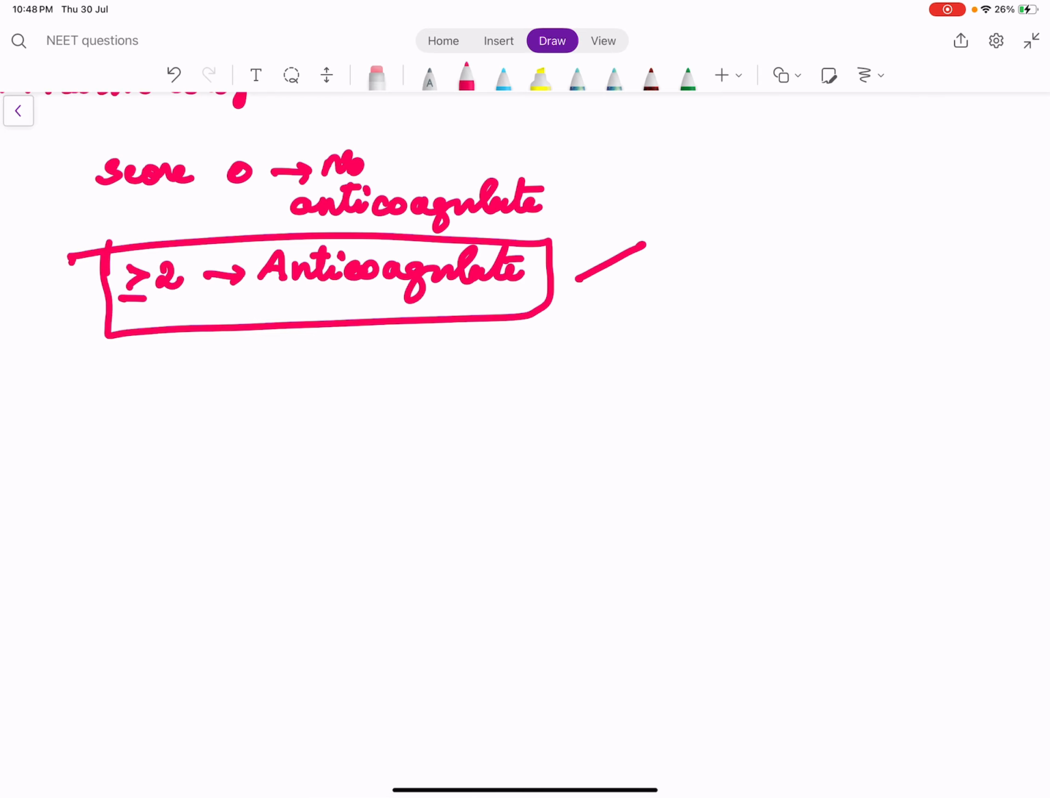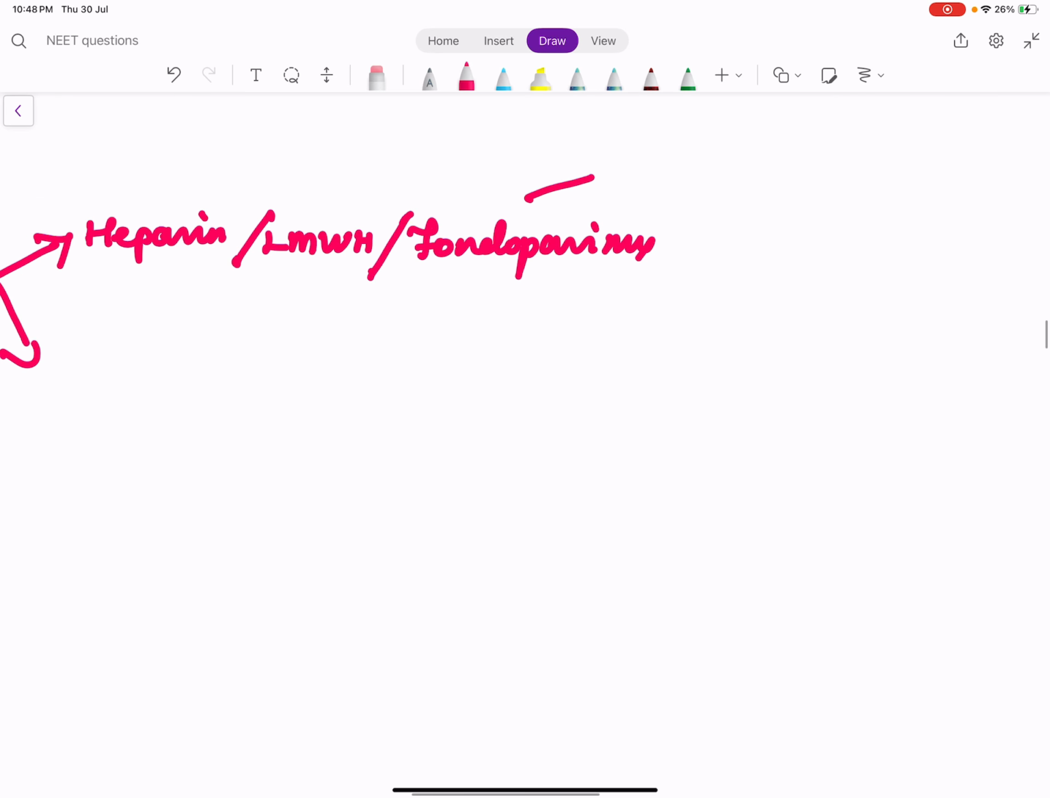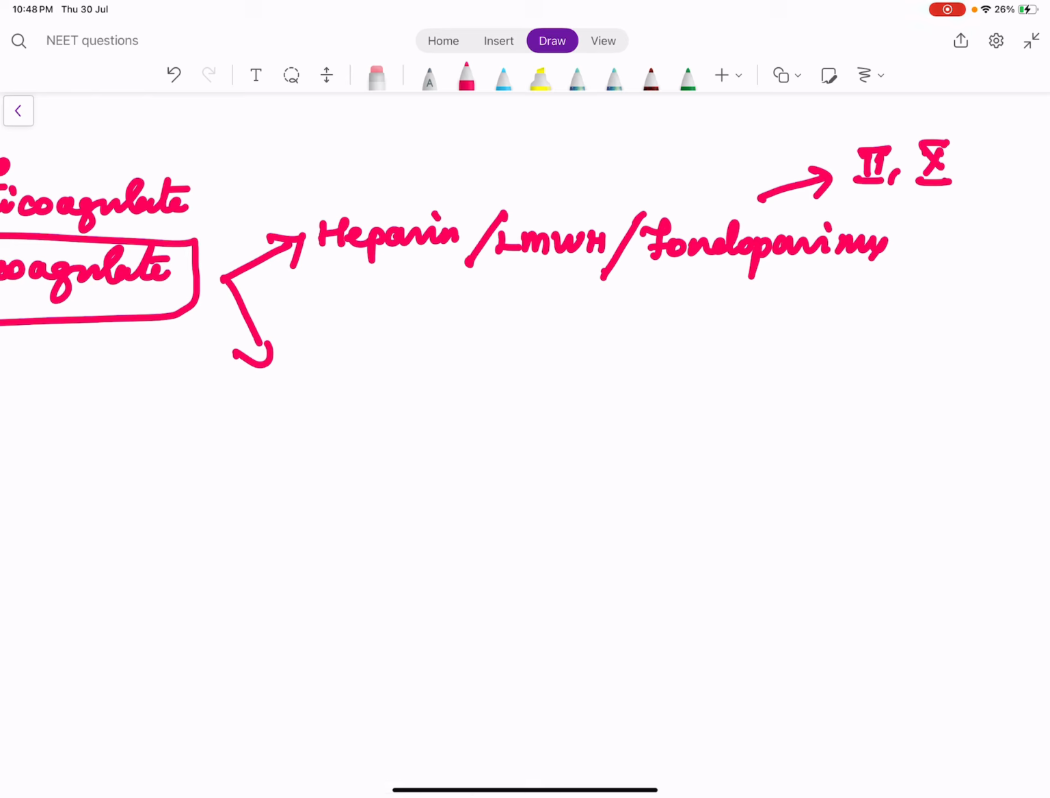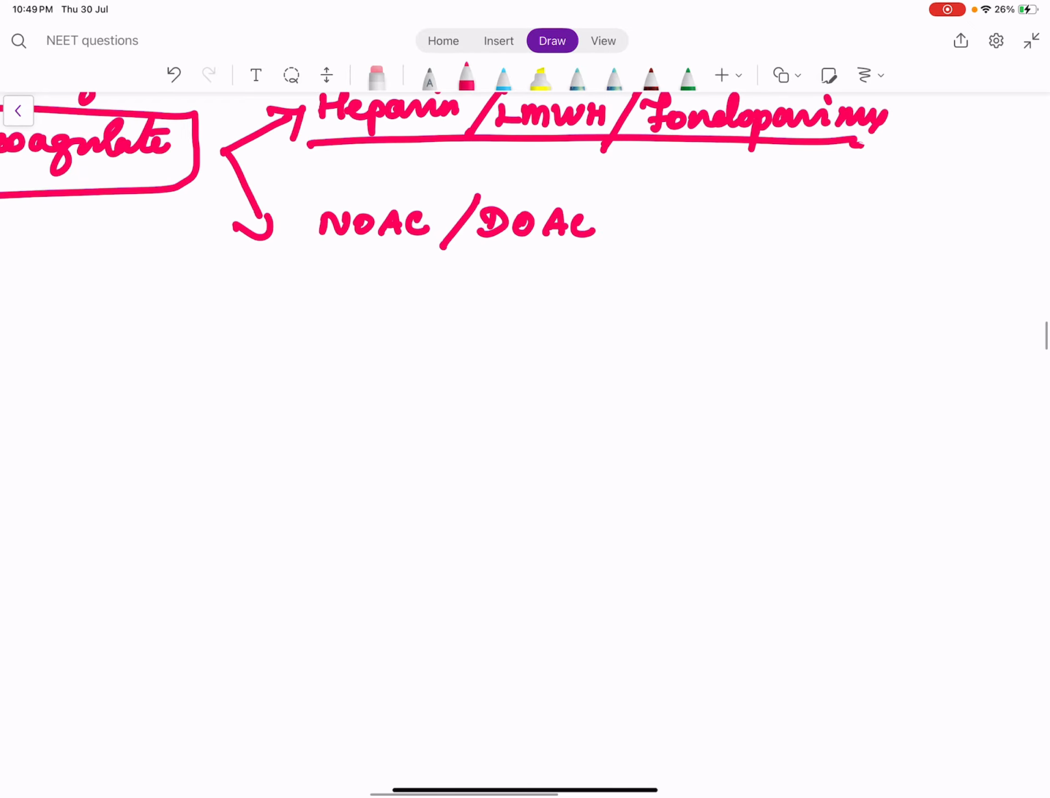So how will you anticoagulate? For anticoagulation, we have heparin or low molecular weight heparin, or we have fondaparinux. So what are these drugs? These drugs are large compounds which inhibit factor 2 and factor 10. There are some next steps. There are newer drugs called novel oral anticoagulants or directly acting oral anticoagulants. So heparin actually binds with antithrombin 3 and indirectly inhibits factor 2 and 10. But we have NOACs or DOACs which directly inhibit either factor 10 or factor 2.